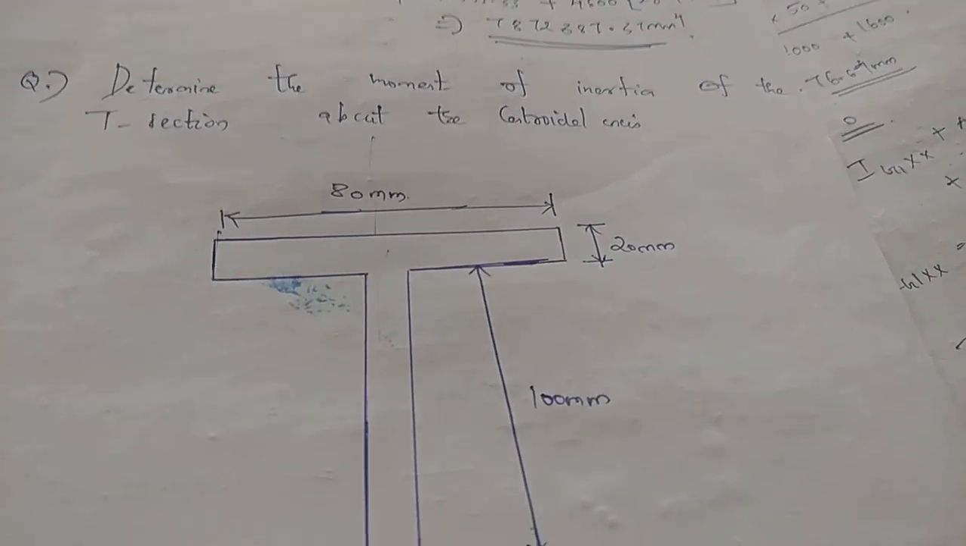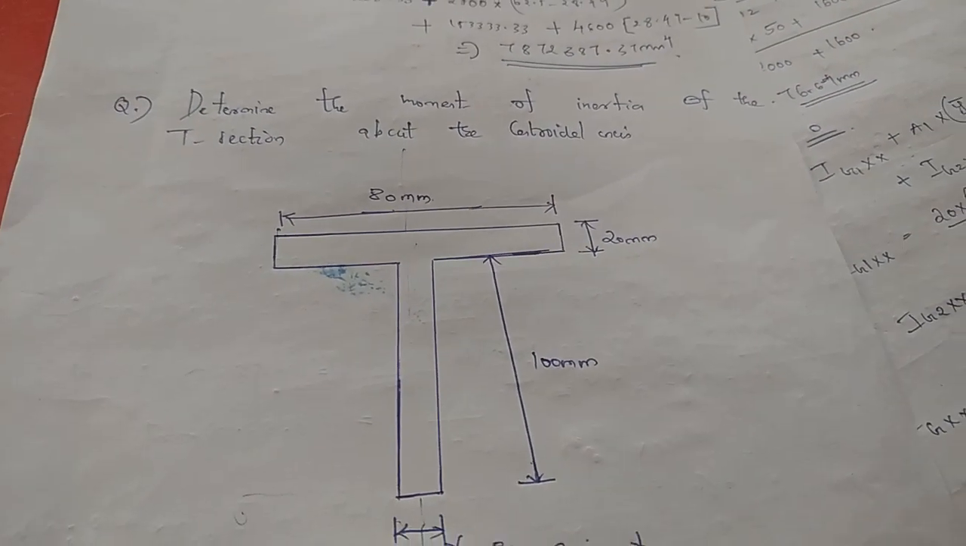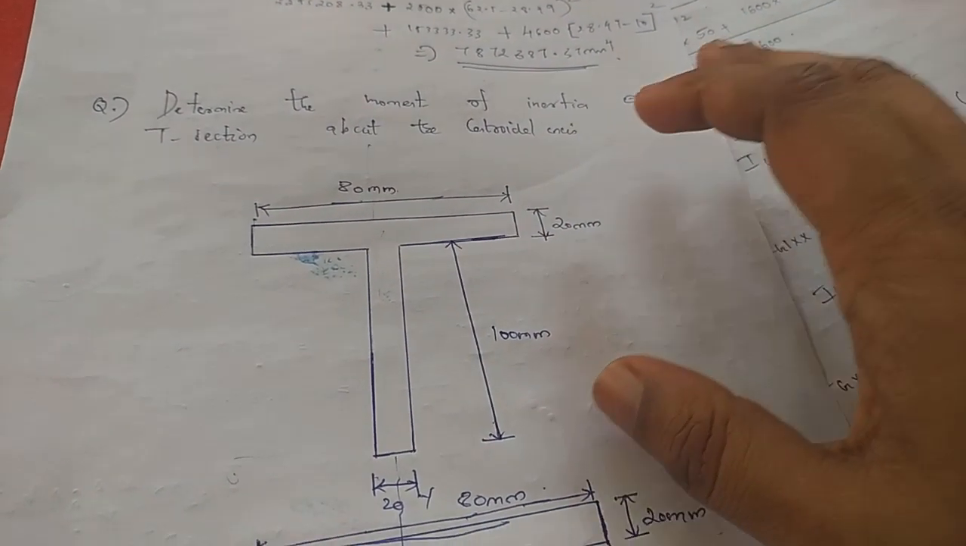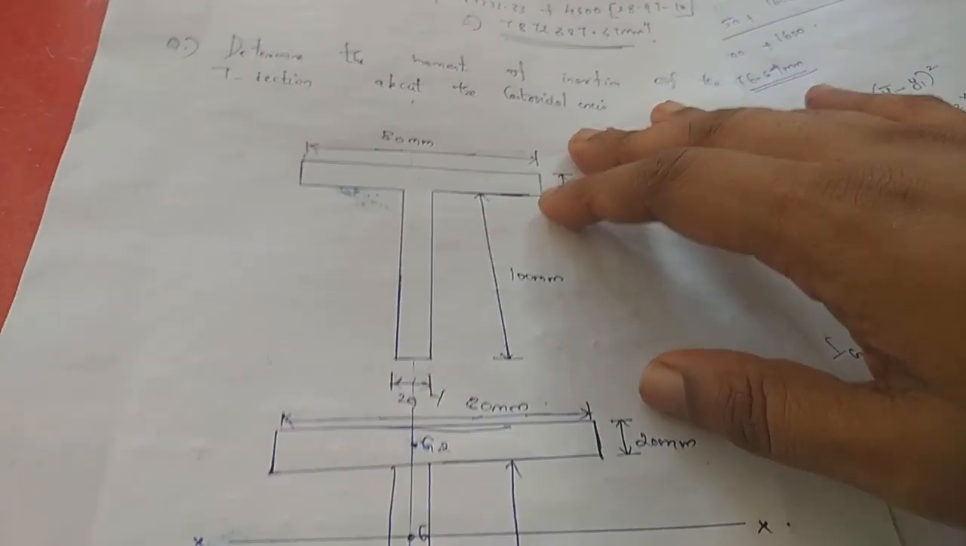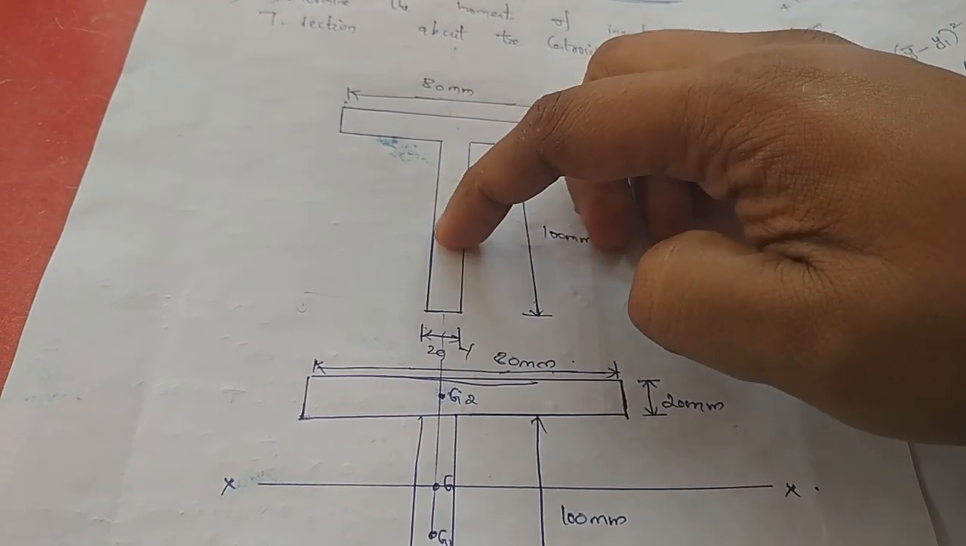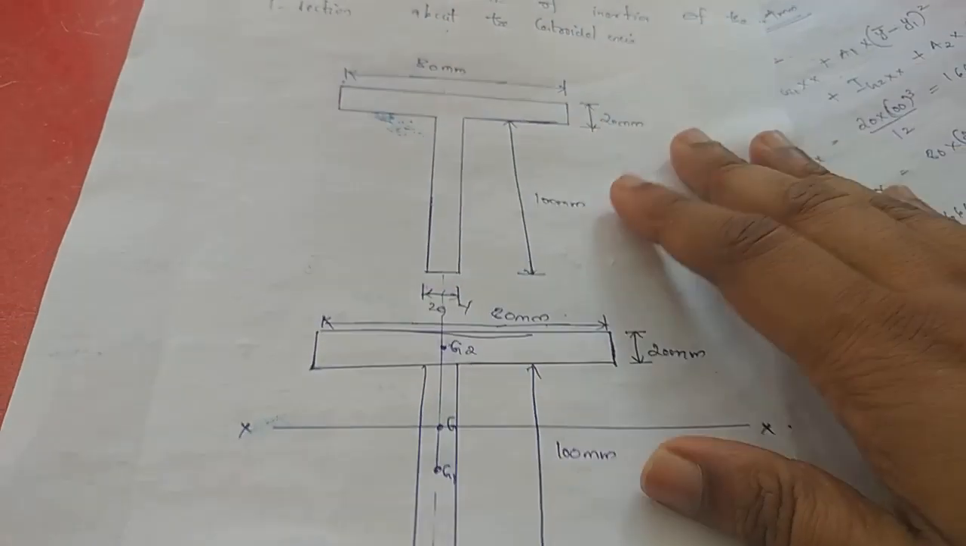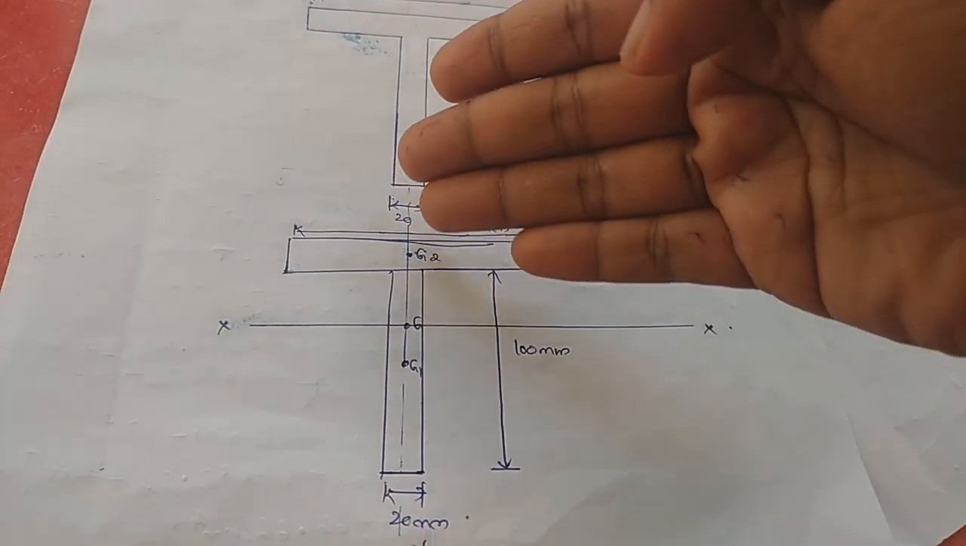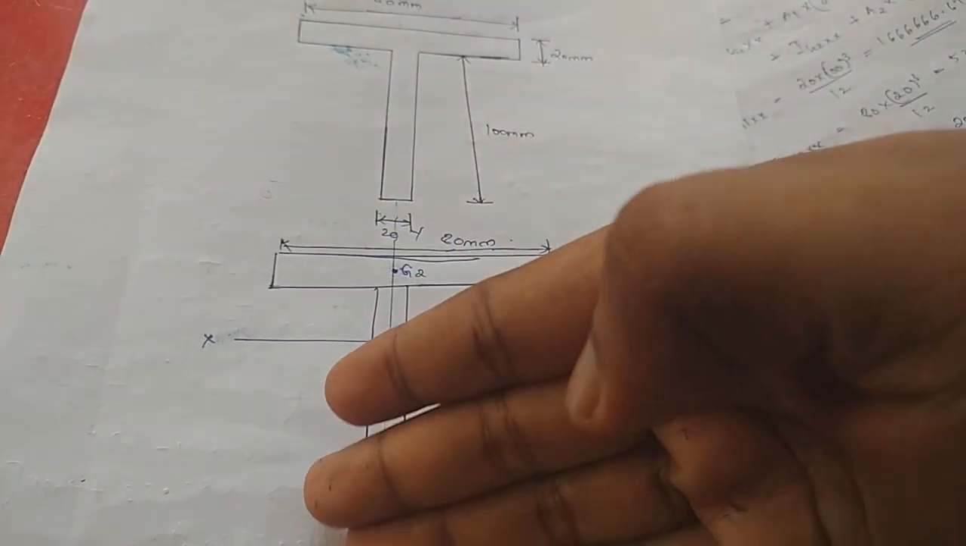Determine the moment of inertia of the T section. So, we divide the T section. This is section 1, this is section 2. And this is symmetrical about the y axis.